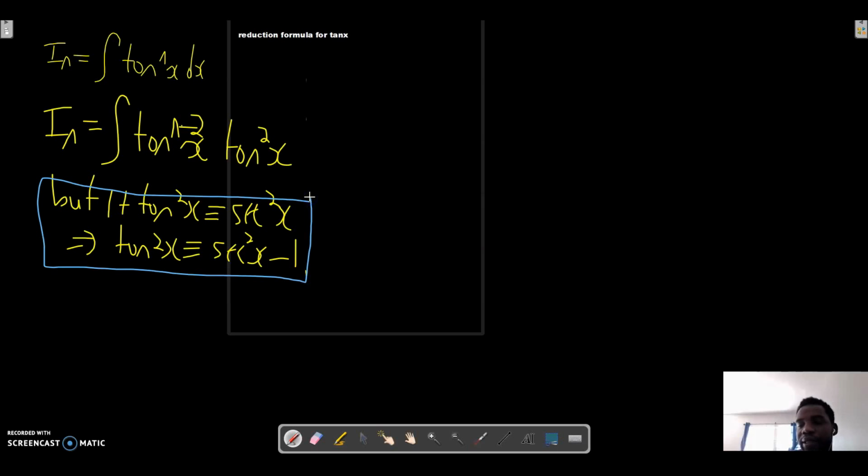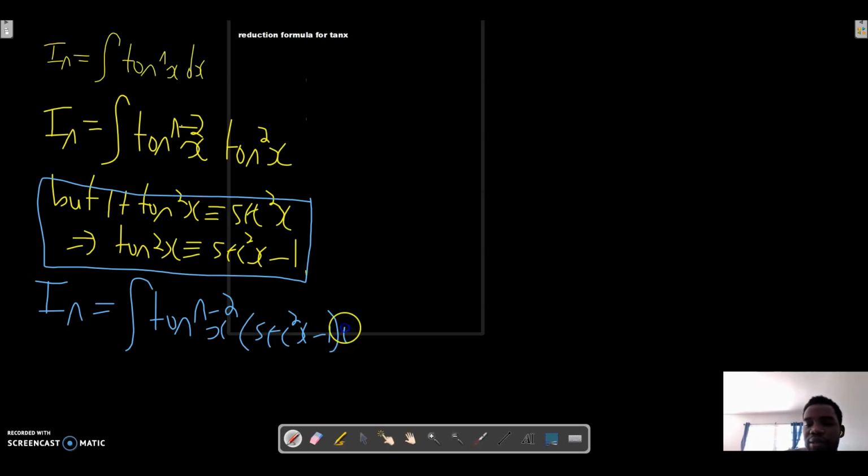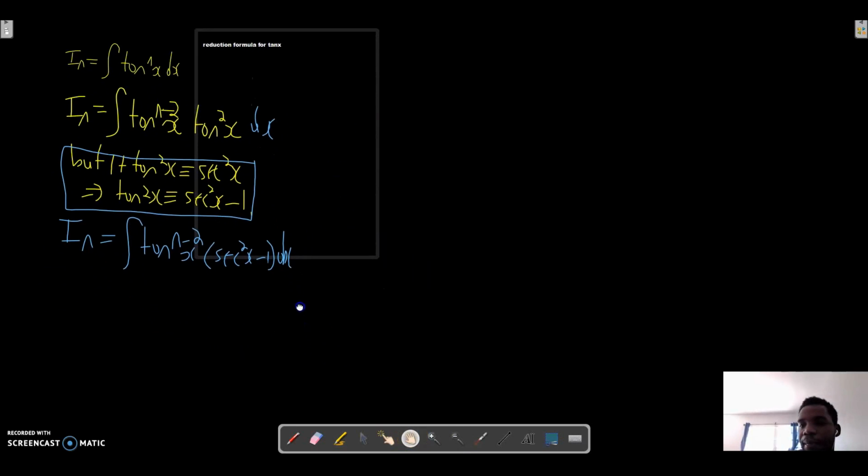So technically speaking, this is going to become In equal the integral of tan to the n minus 2x in bracket sec squared x minus 1 dx. Never leave that dx out, right? That's going to be very important there. Let me just condense this.